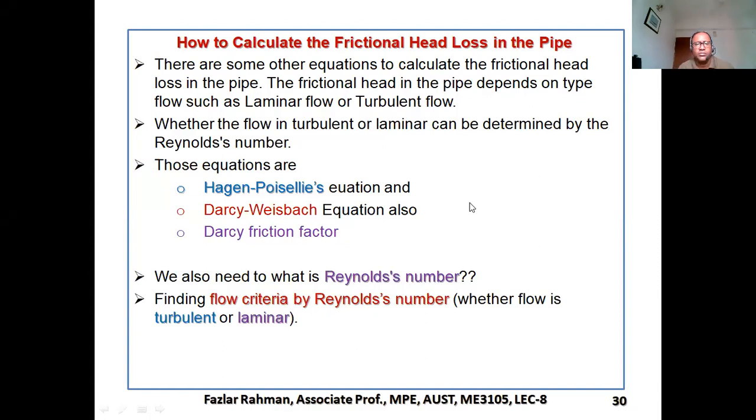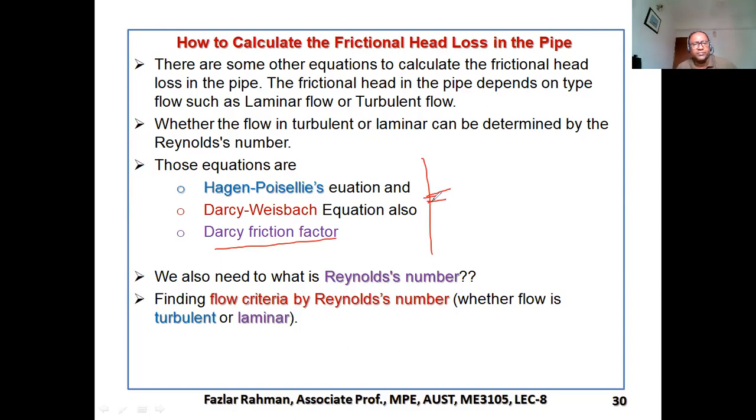Okay, so we were just discussing how you can figure out the frictional laws in a fluid flow in the pipe. So we have three equations: Hazen-Poiseuille and Darcy-Weisbach equation. In the Darcy-Weisbach equation, there is a constant he used, called the Darcy friction factor. I told you that we can derive these two equations, but due to the time, we will not derive them. I'll give you the equation and explain it. If you are interested, you can derive it. I'll help you out.